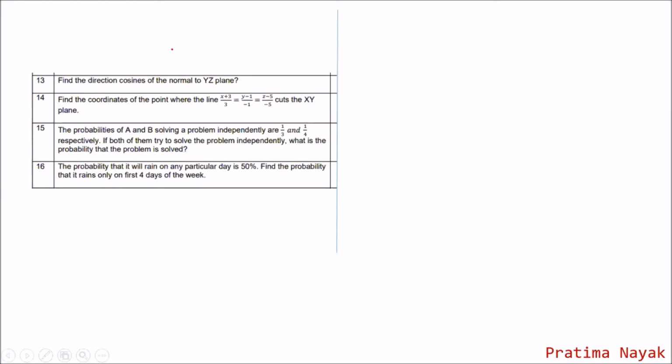Question number 13. Find the direction cosine of normal to YZ plane. For the YZ plane, its normal direction ratio is equal to 1, 0, 0. If it would be the XY plane, how much will it be? It will be 0, 0, 1. So the answer will be 1, 0, 0.